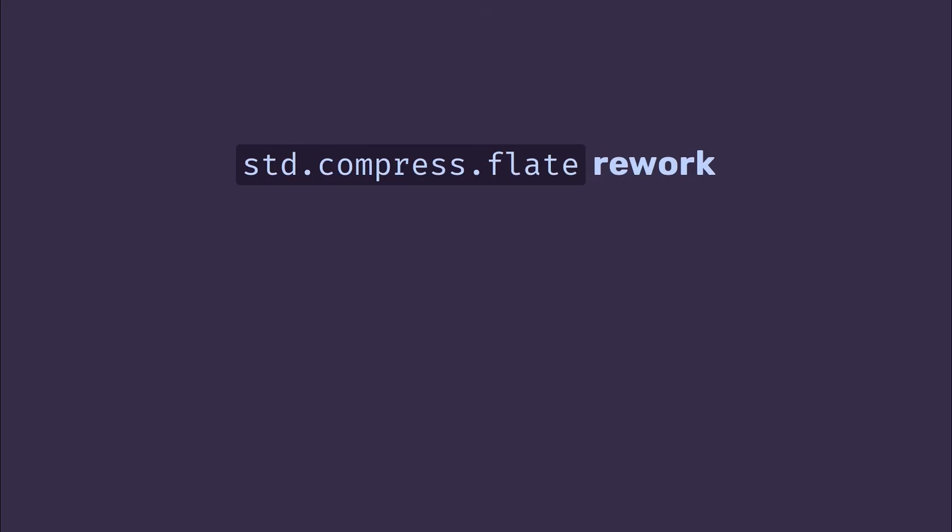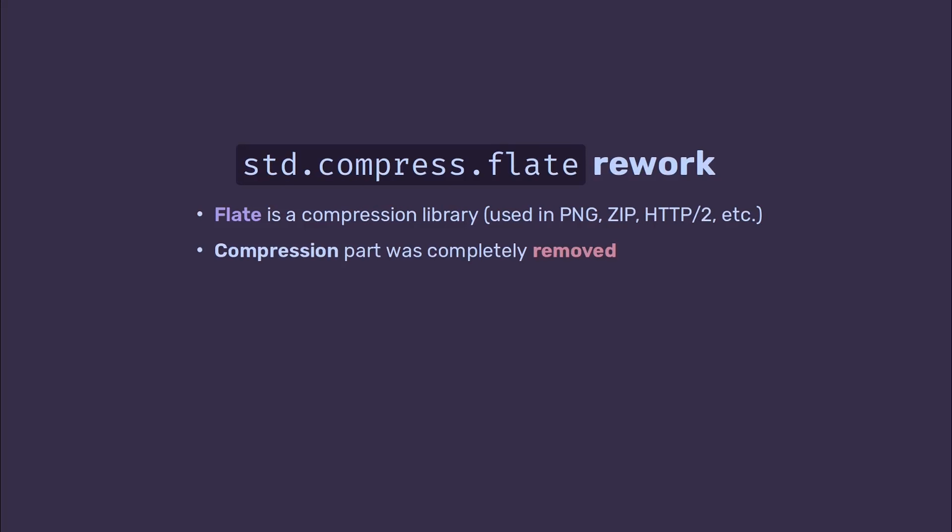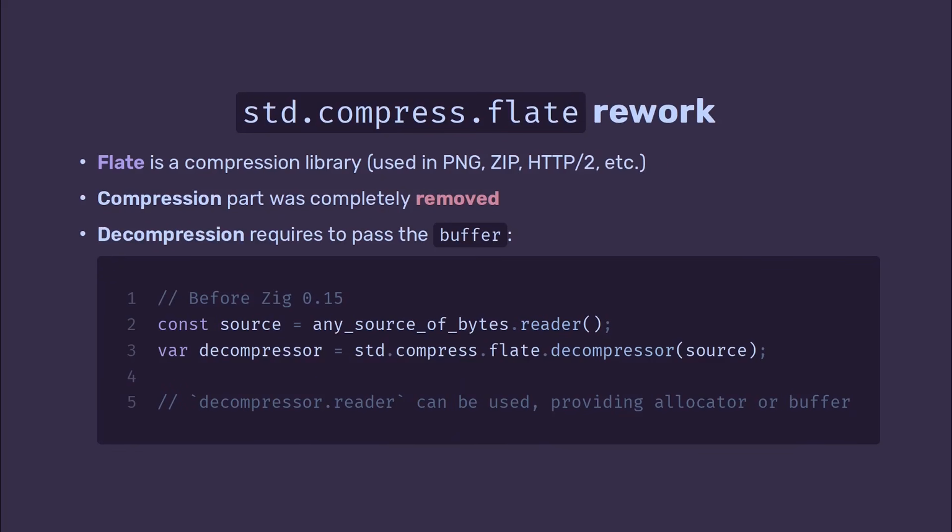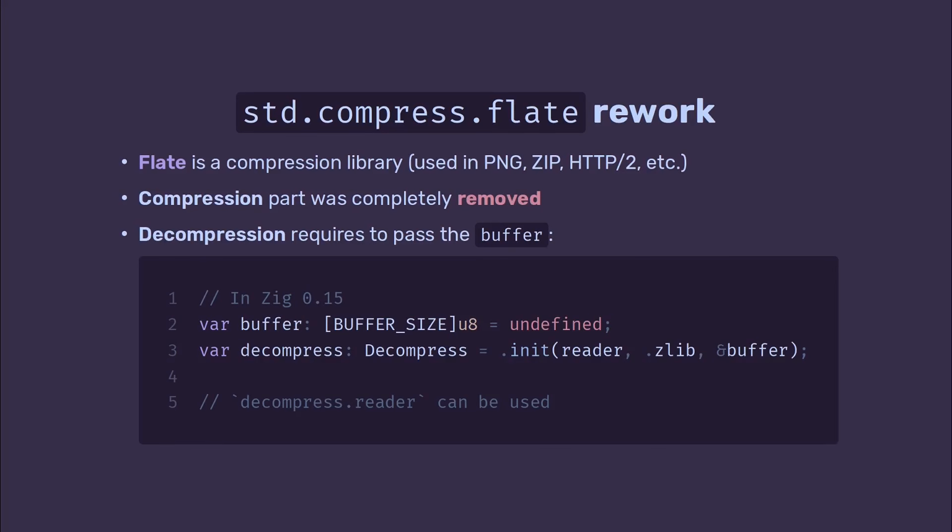Due to Writergate changes, std.compress.flate also got reworked. Flate is a library for the deflate compression algorithm used in, for example, zip, gzip, and PNG formats. Compression got removed completely because working on it was slowing down changes in the compiler and language itself, and at the moment, language development is the priority. And decompress now requires us to pass the buffer. So instead of this, we should now write this.